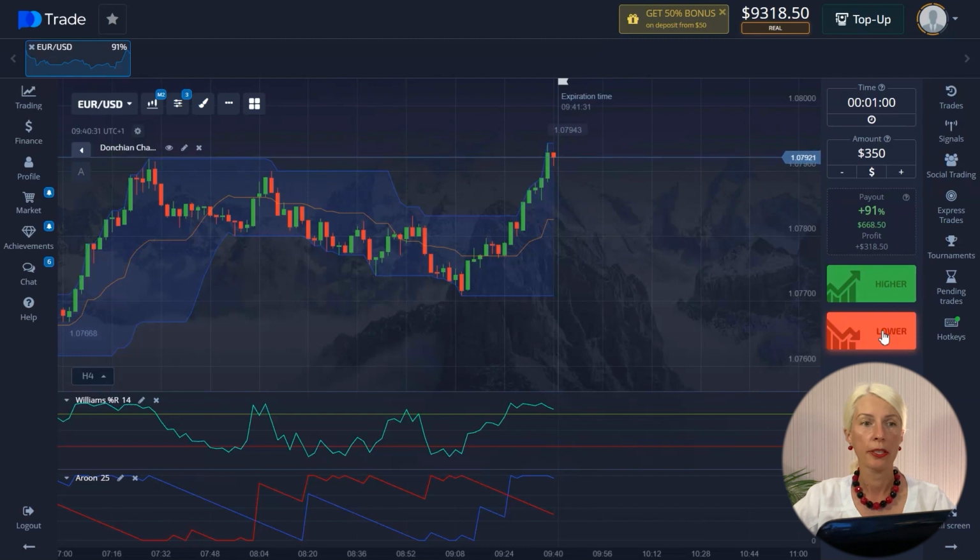And now, I see a reversal of the Williams line and open a down trade for 1 minute with $350 in. Despite the high level of the blue line of the Aroon indicator, I believe that the price decline may continue, because it is at the conditional resistance level. Let's see if I'm right, but now we'll continue.